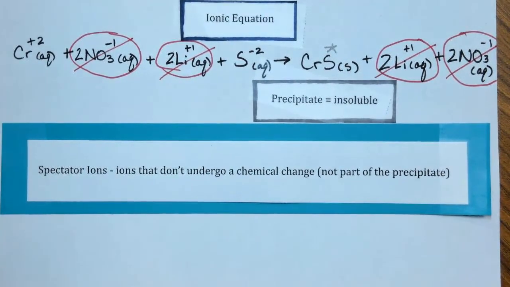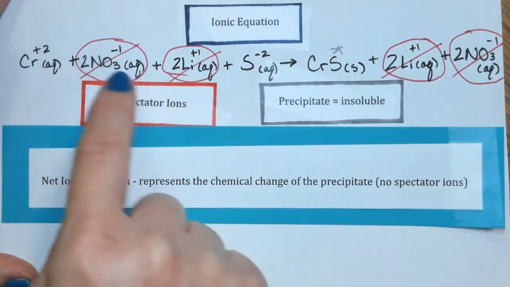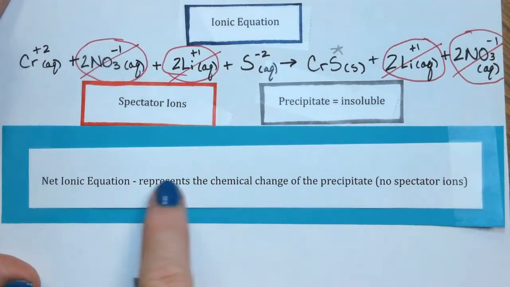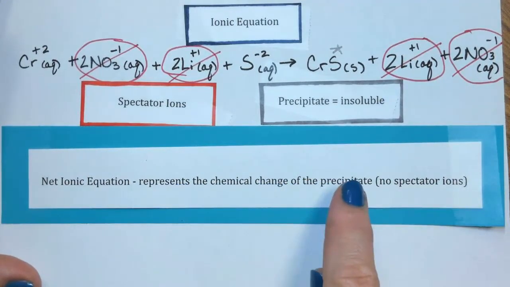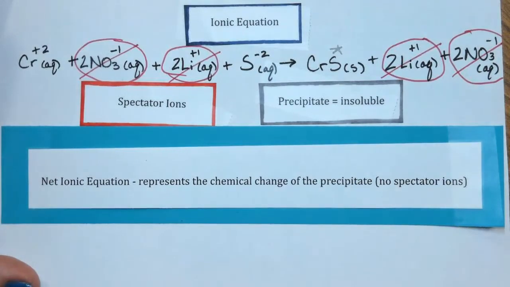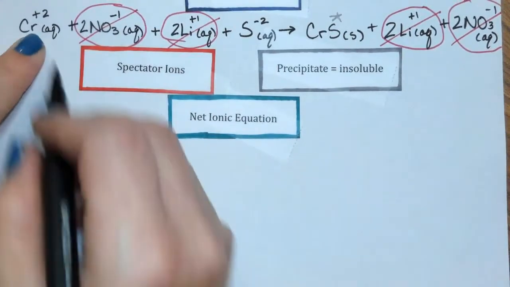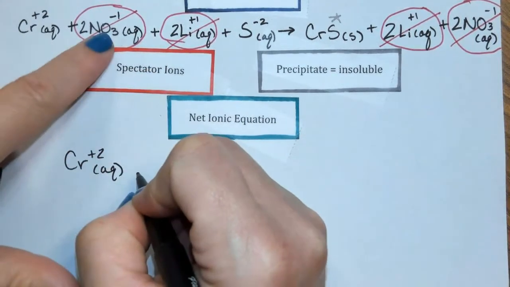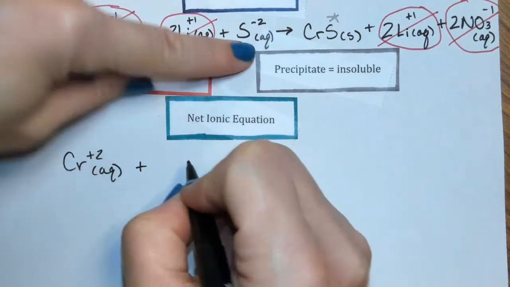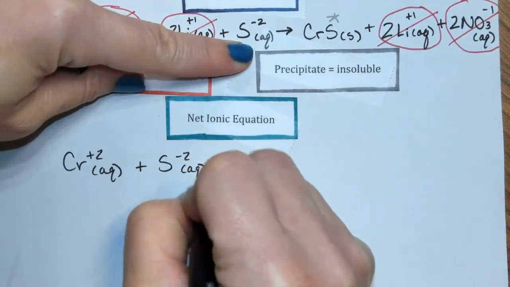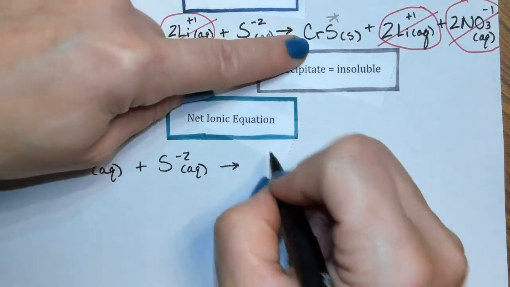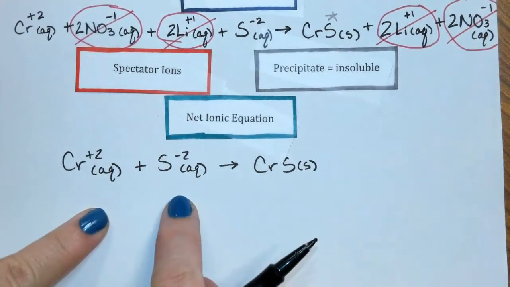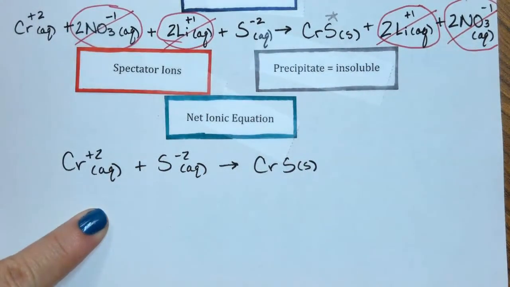the net ionic equation. Now that we have identified lithium and nitrate as the spectator ions, we can write the net ionic equation, which is going to represent the chemical change of the precipitate. There should be no spectator ions present. The final answer is going to be the chromium +2 aqueous ion, not the spectators, plus the sulfide -2 aqueous ion, yields the precipitate CrS solid and then not these spectator ions. This is considered the net ionic equation and your final answer.